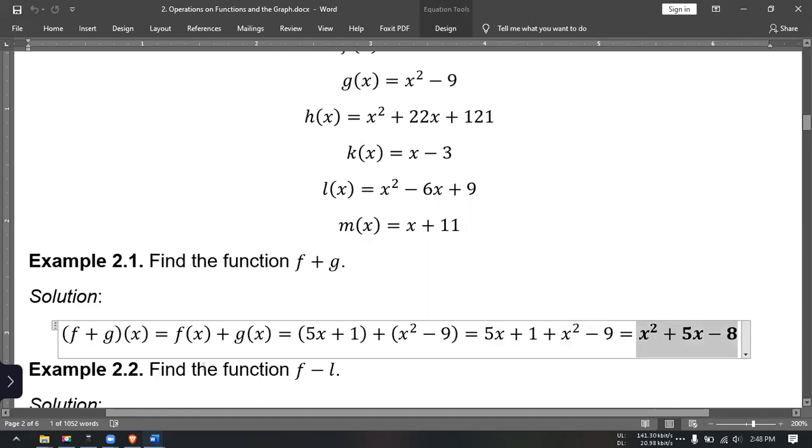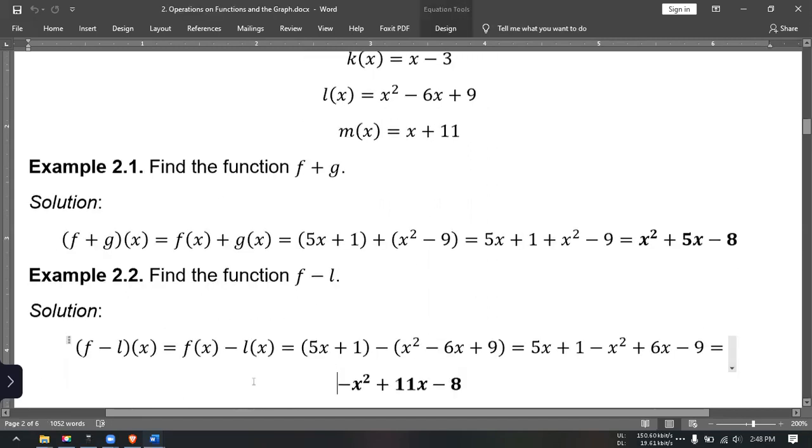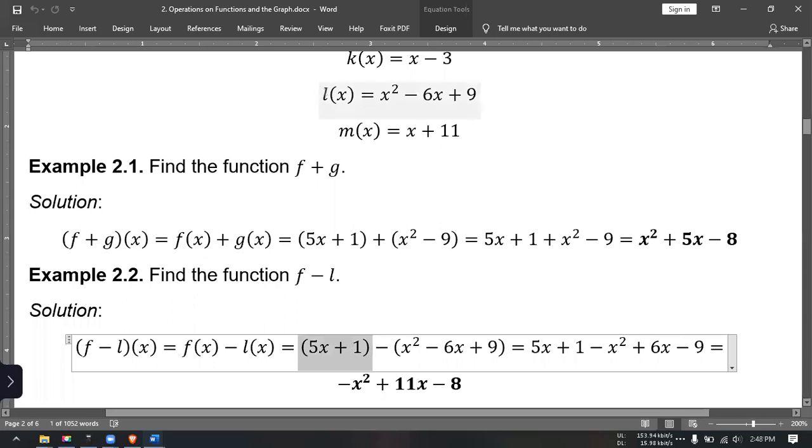And then for example 2.2, this time we have the difference. So f minus L. F is being defined as 5x plus 1, and our L here is x squared minus 6x plus 9. Unlike the addition, no, we cannot just omit the parentheses. Okay, we have to subtract L from f.